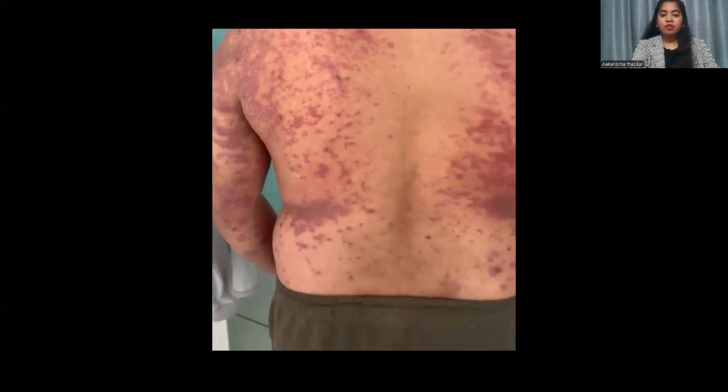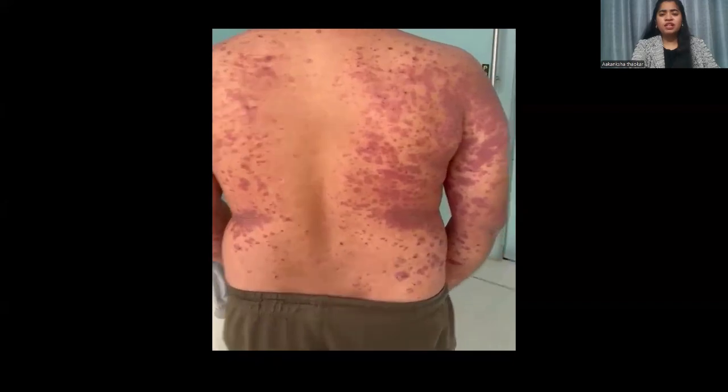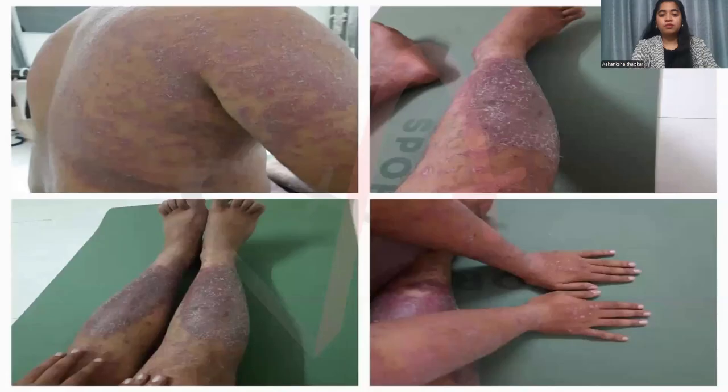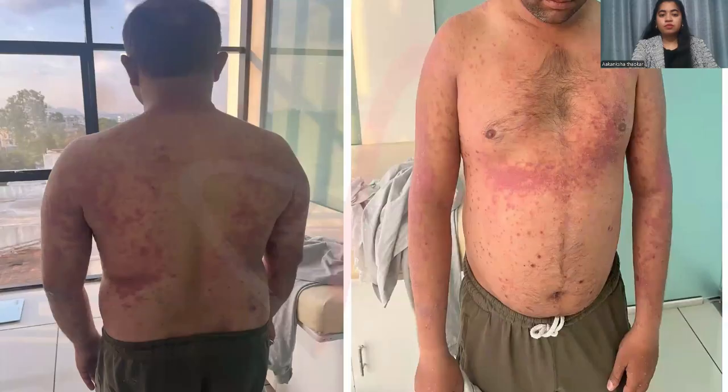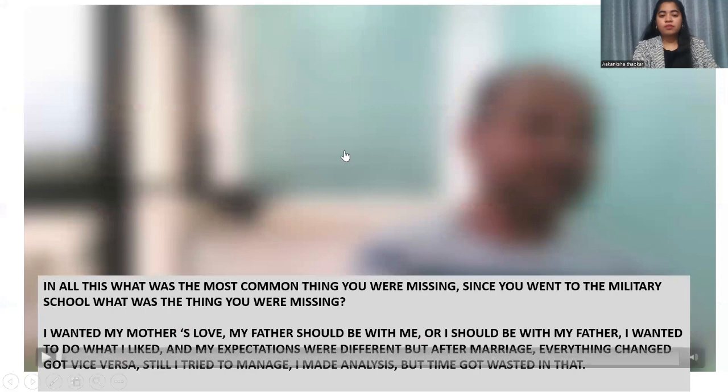So these are his eruptions. You can see the eruptions, they have redness along with scaling. Now let us see what this patient has to say.